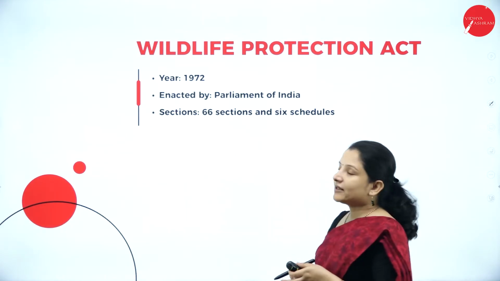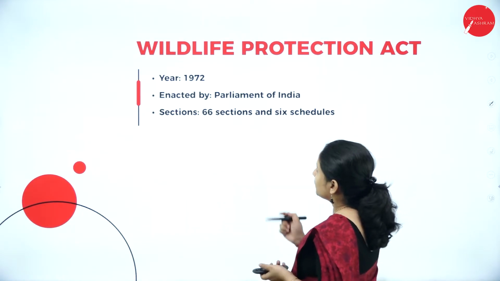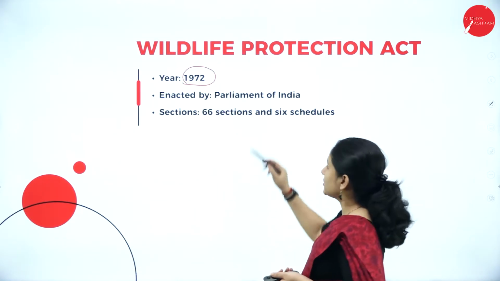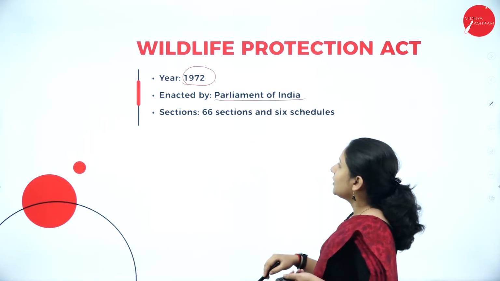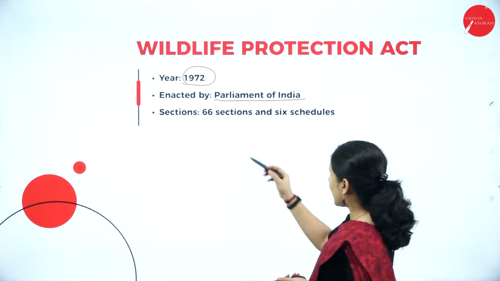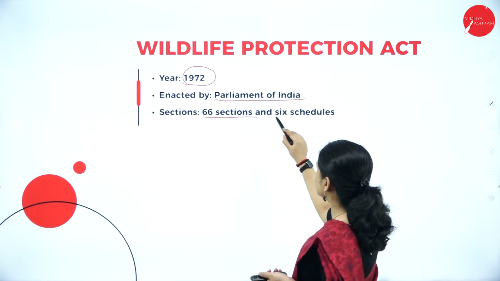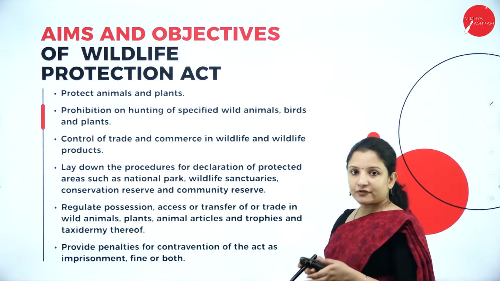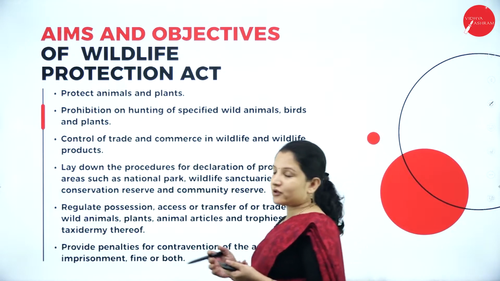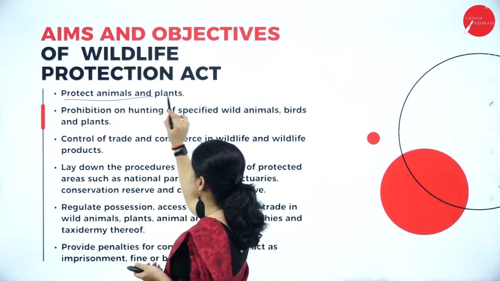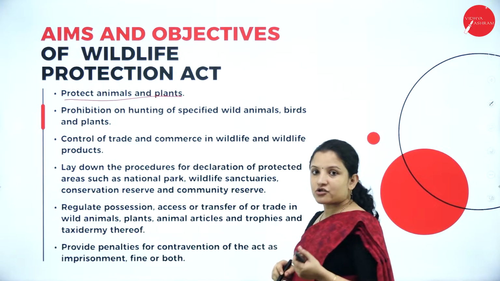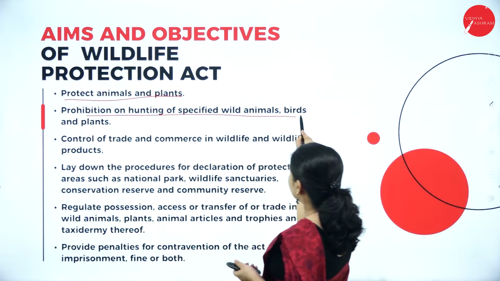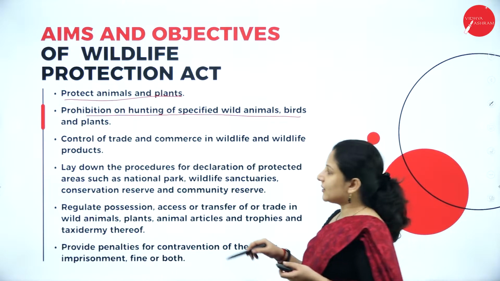So, next is the Wildlife Protection Act. It was started in the year 1972 and it was enacted by the Parliament of India, and this Wildlife Protection Act has 66 sections and 6 schedules. The main aims and objectives of the Wildlife Protection Act are to protect animals and plants and to make sure that hunting is prohibited on specified wild animals, birds and plants.